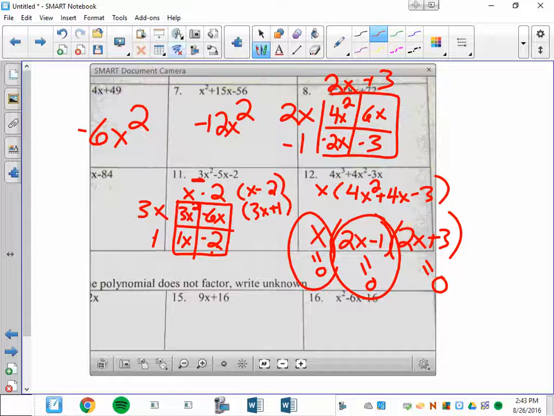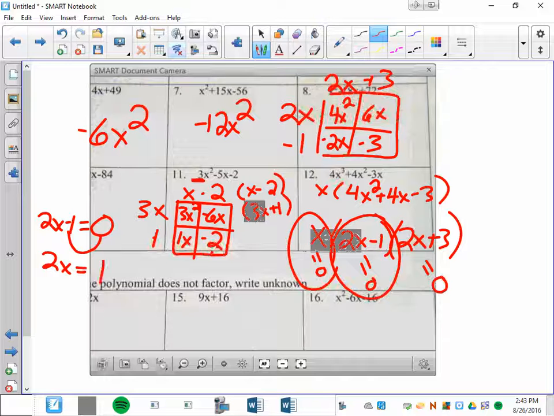So for this one, 2x minus 1 equals 0. We would add 1. So 2x equals 1. And then divide by 2. X is 1/2. And this one would be not a third, not 2/3, negative 3 over 2. Because you would subtract the 3 and then divide by 2.